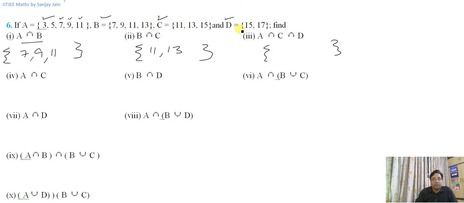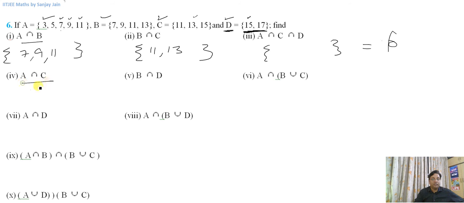A intersection C intersection D. So common elements of these three sets. Which is the smallest set? D. So it will be out of these elements only, which are common to all these three. 15 is common to C, but it is not common to A, right? 17 is not common with these three, so there is nothing. So let us leave it empty. This is the empty set, or you can write it as phi.